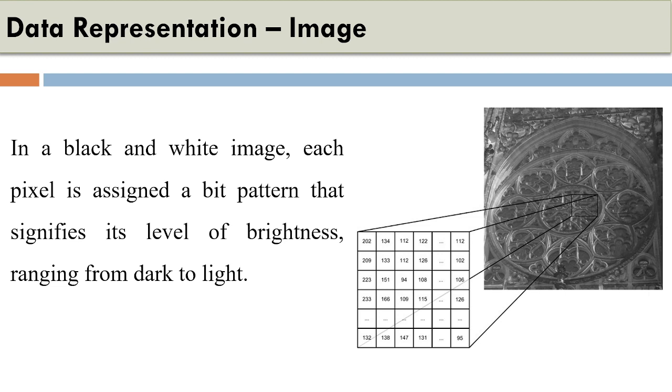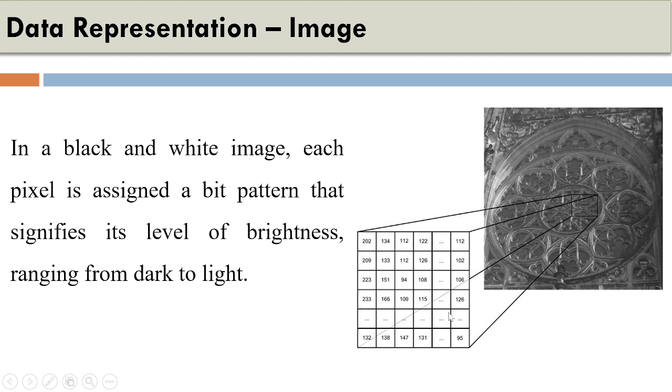Now you can see the representation of an image. Here we have a black and white image. Each pixel is assigned a bit pattern, and that signifies the level of brightness ranging from dark to light. So if we consider this area here, each and every pixel is assigned a value.